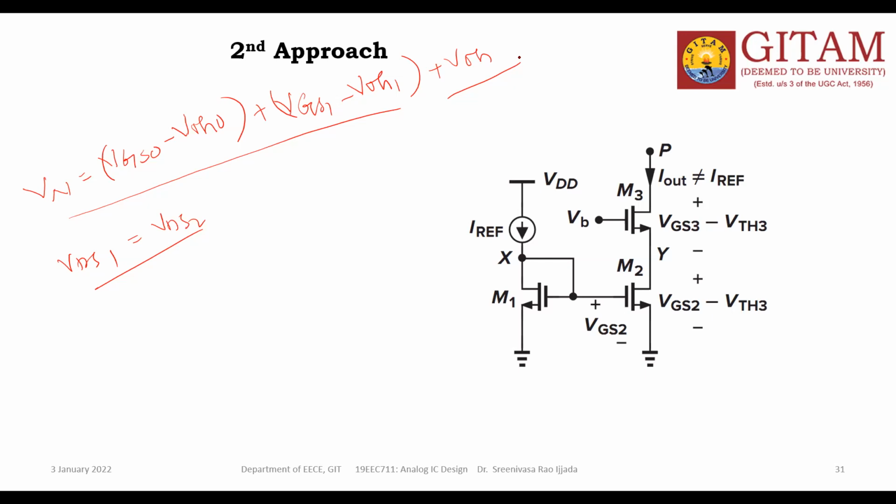So now you should concentrate on VDS1, then concentrate on VDS2. Earlier, we first concentrated on VDS2, then on VDS1. So these two approaches are different. Here in the second approach, we are going to make VDS1 equal to VDS2.